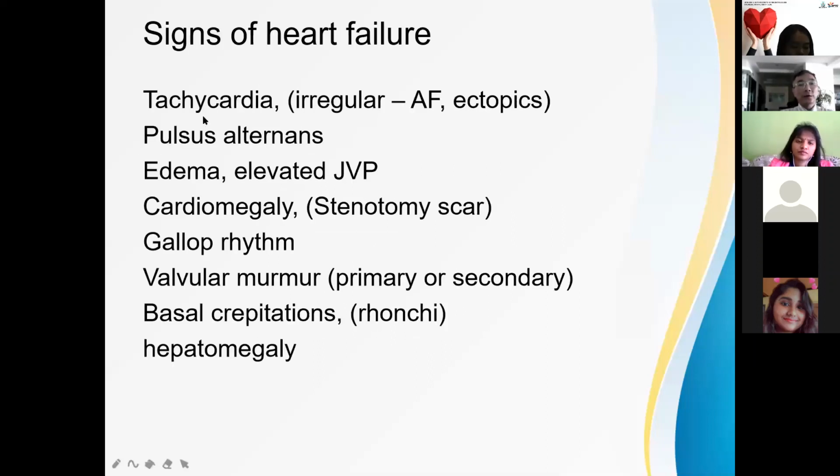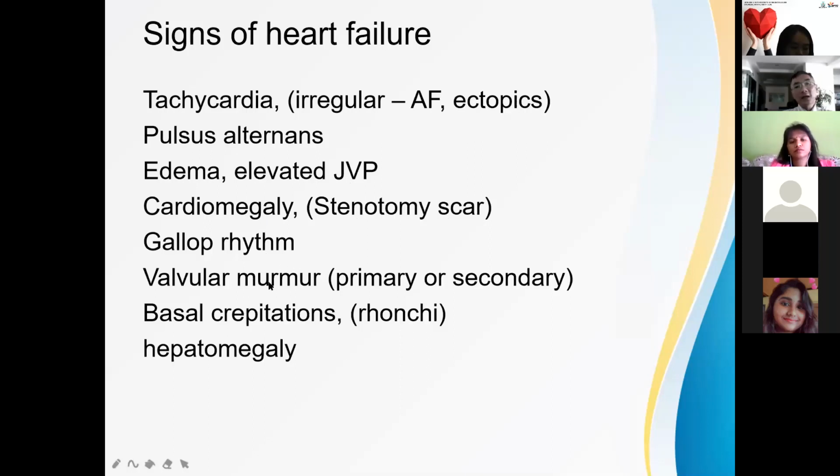And the signs, of course, they will have a tachycardia. It may be irregular. And like I said, if it's irregularly irregular, atrial fibrillation, or basically regular with some irregularities, and that's the ectopic beat. And then you have to know about pulsus alternans, which I'll show something afterwards. It's one big, one small, one big, one small. Edema or elevated JVP shows right heart failure. You feel for cardiomegaly, that's the heart is enlarged, volume overload or muscle hypertrophy. You look for sternotomy scar, previous surgery, bypass, perhaps valve replacement.